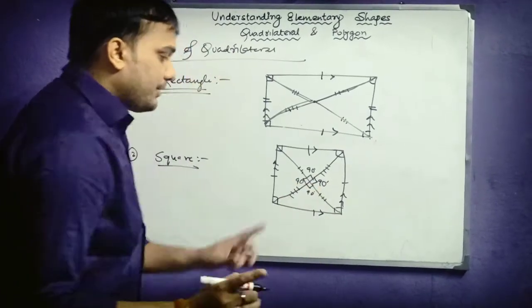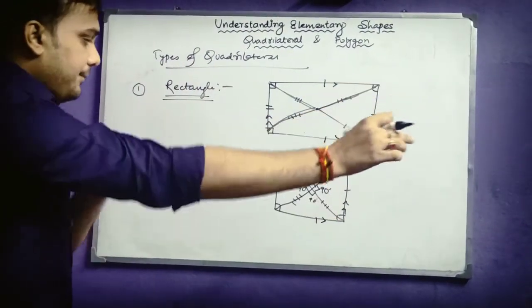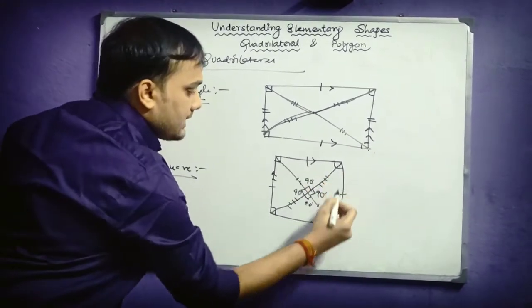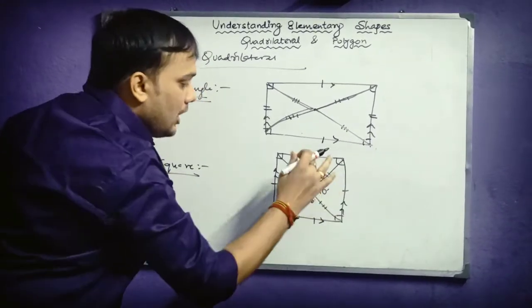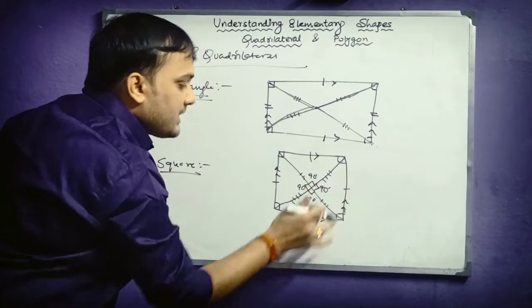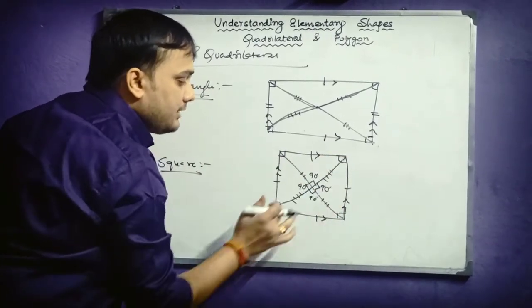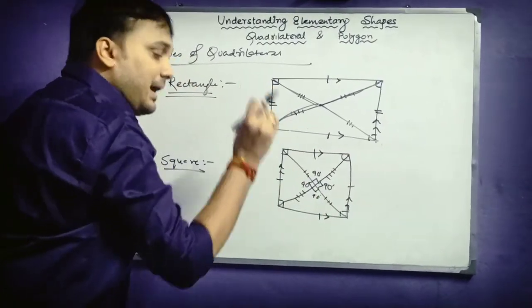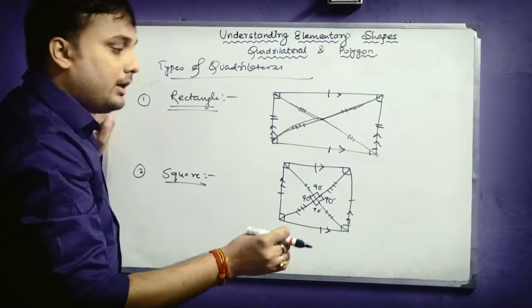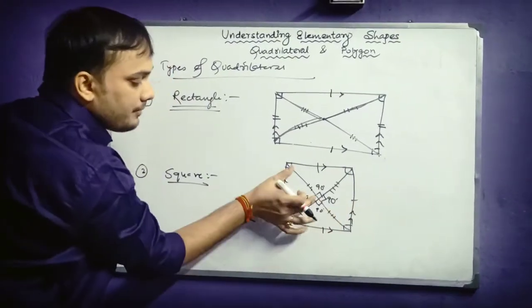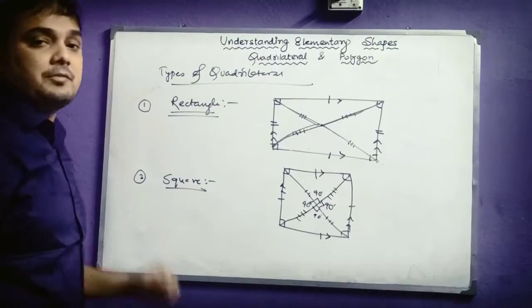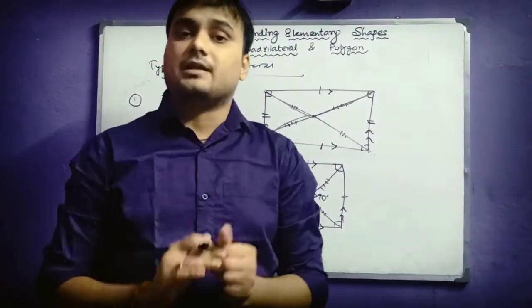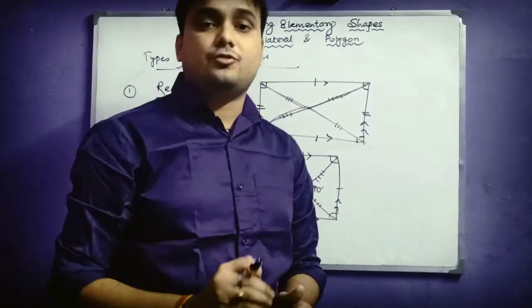So you can see here students very nicely. I am repeating once again. All angles are 90 degrees, interior angles, all sides are equal, opposite sides are parallel, diagonals are equal, and diagonals bisect each other perpendicularly. That means these parts are the same as well as the angles between the diagonals are 90 degrees. So these are the properties of a square which you need to keep in your mind very nicely.